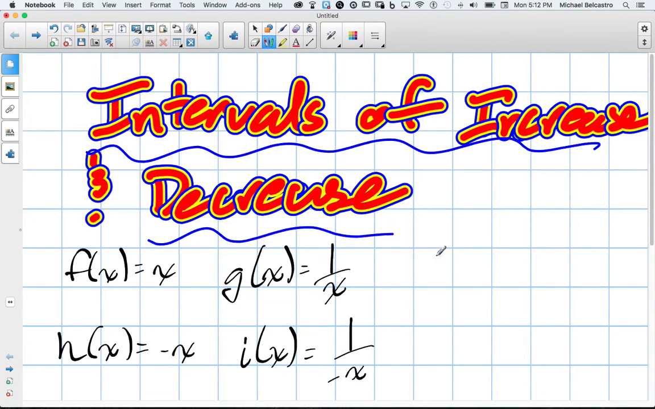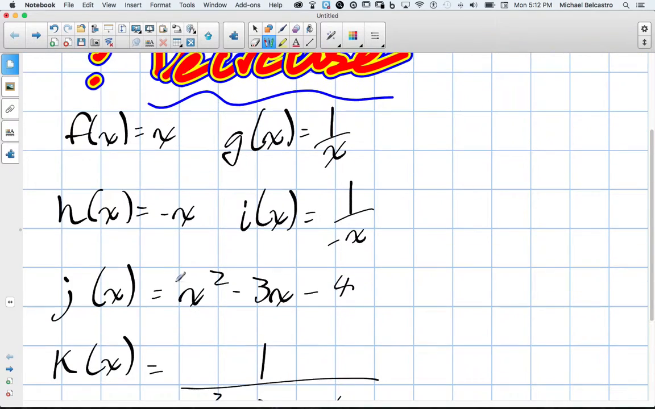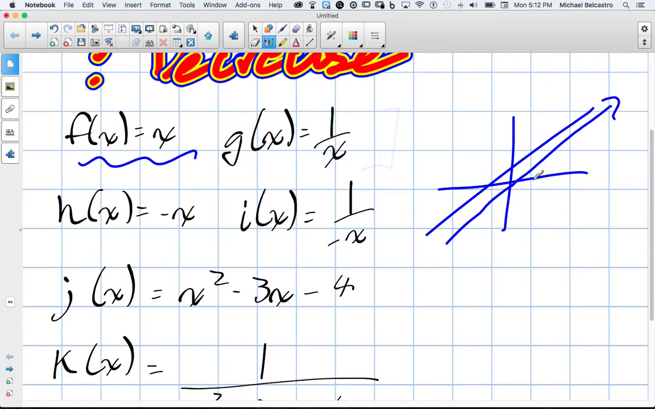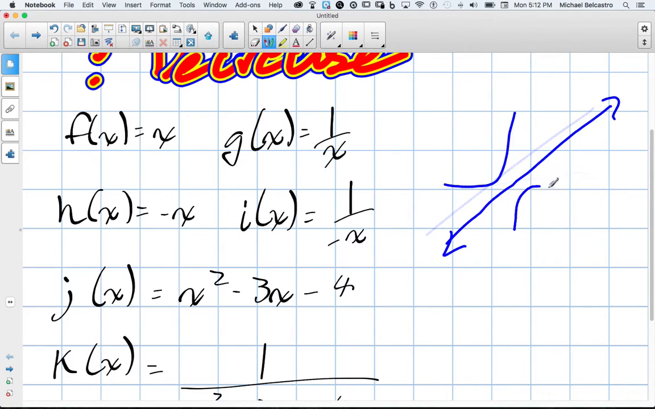Intervals of increase and decrease. So I've mapped out, I put them in pairs here, the reciprocal and its original function. The very first one is just a normal linear line on a graph that goes through the origin. Whoops, I missed the origin. There you go. That's our first graph. And then the reciprocal of that is very similar.